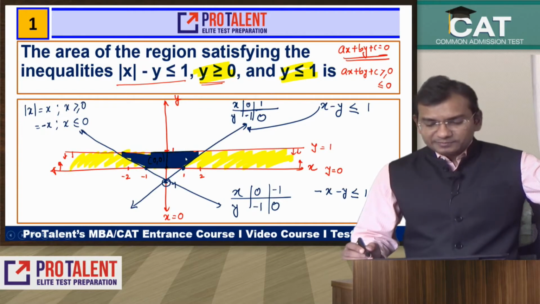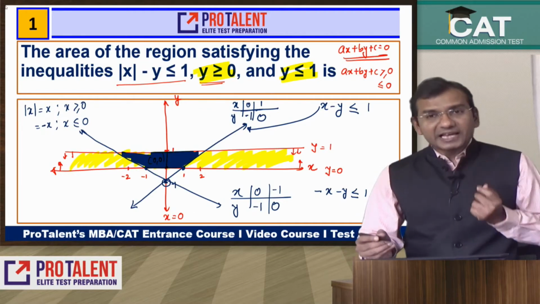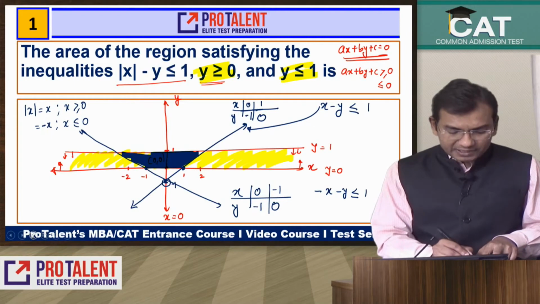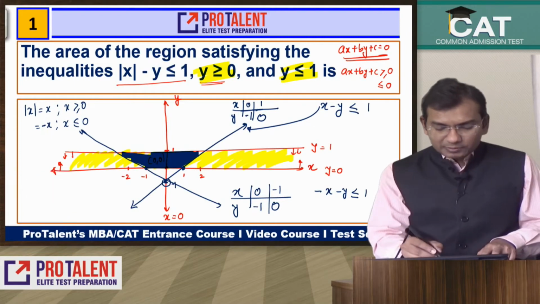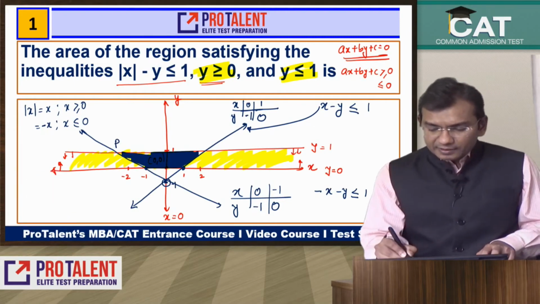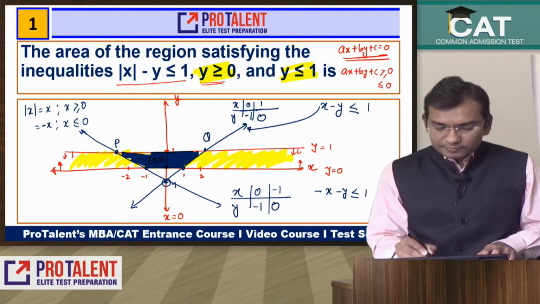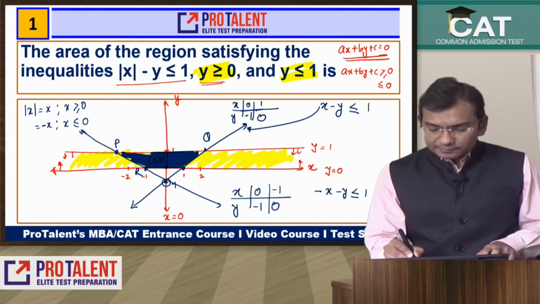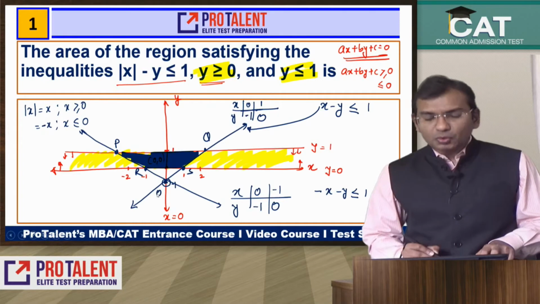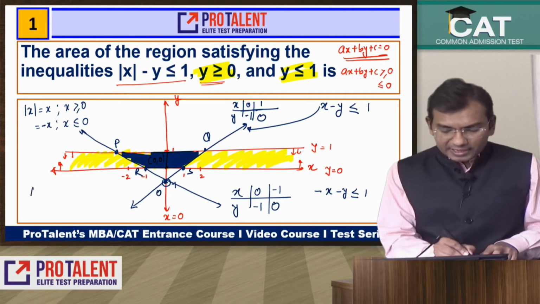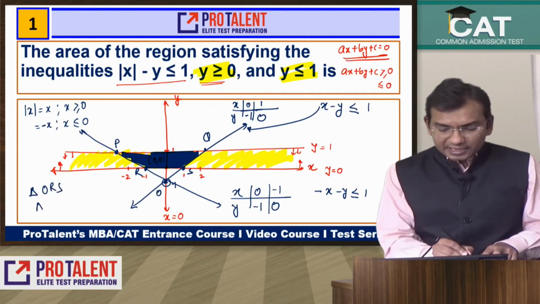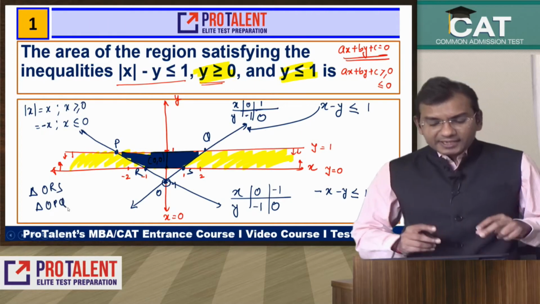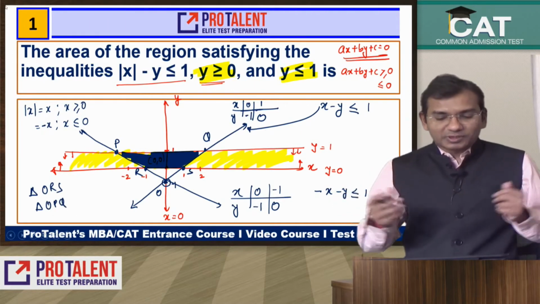Is this comfortable? Yes. ठीक है. तो अब हमें क्या चाहिए? Now let us consider normal points like P, Q, R, S, and this is O. So we know triangle ORS and triangle OPQ. ठीक है, इन दोनों का डिफरेंस कर देंगे, that's what our answer would be.